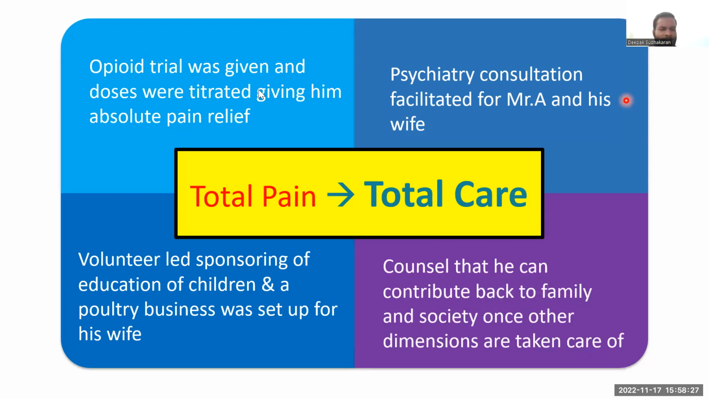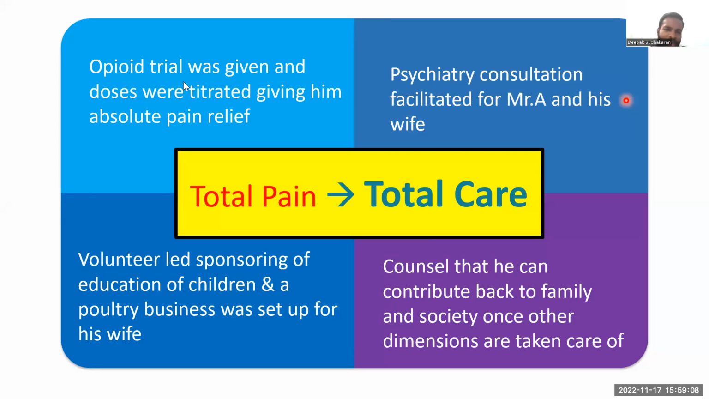And for the spiritual crisis that he was having, we counseled him. His concern was that he won't be able to do a lot of things. He won't be able to live with dignity in his life now that he is in a debilitated state. So we counseled him that once the other dimensions are taken care of, he will start feeling better, and with that he will be able to do whatever his physical capacity allows. He will be able to give back to his family and society as well. So this was a case of Mr. A where total pain, with the help of total care, was able to be relieved to a big extent.